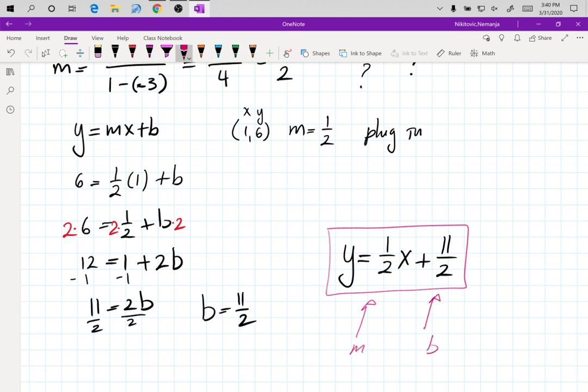So your job is to find m and b. Sometimes one of them or both of them are given, and sometimes neither, right? So you have to calculate both of them.